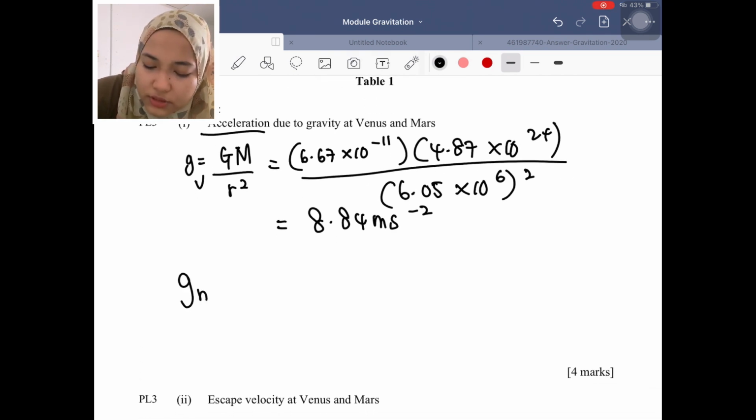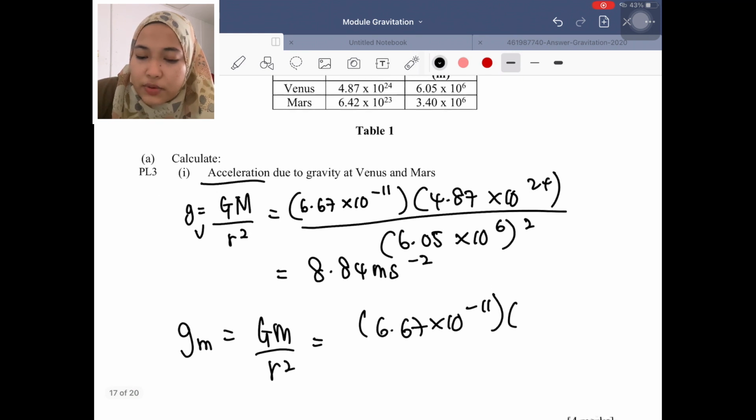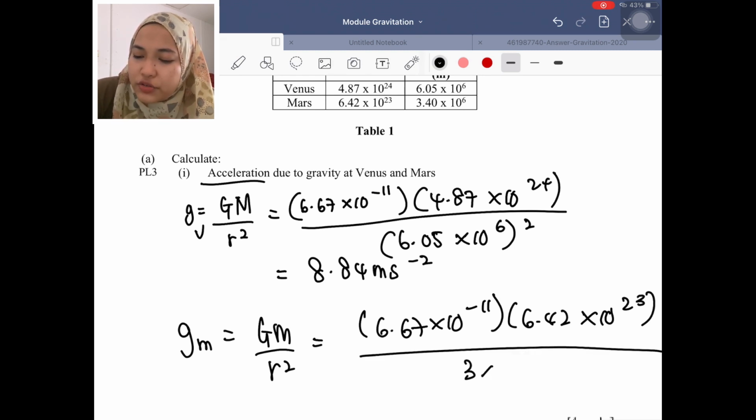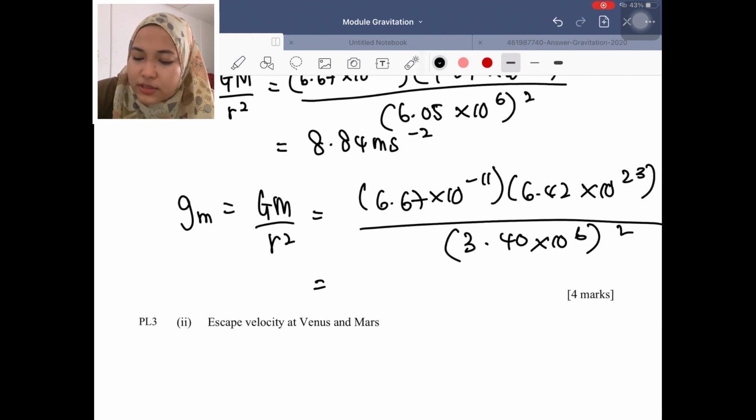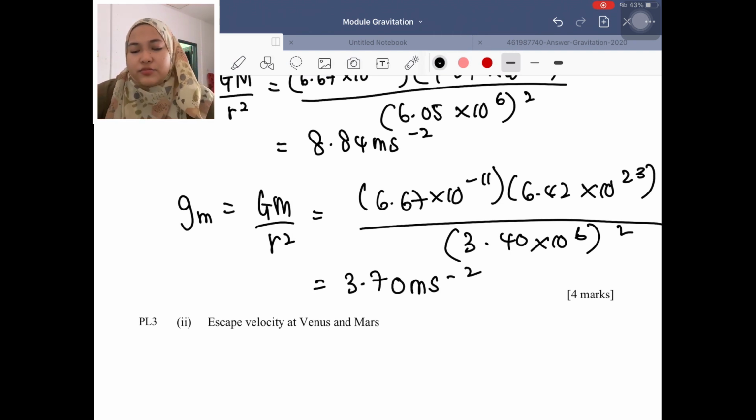So next we wanted to calculate for Mars. So GM over R squared, so sama juga 6.67 times 10 power of negative 11 times dengan what is it, 6.42 times 10 power of 23, sorry, over 3.40 times 10 power of 6 squared. Dengan tinggal squared. Okay, so gravitational acceleration for Mars is 3.70 meter per second negative 2.